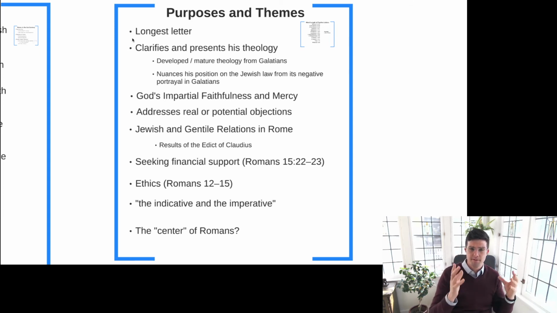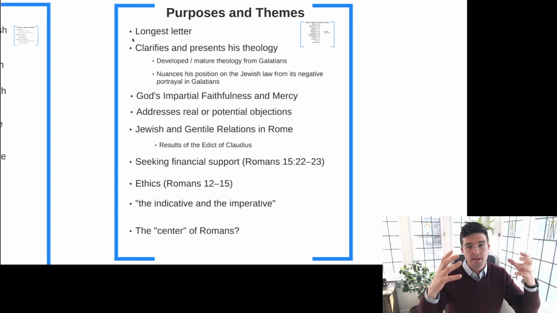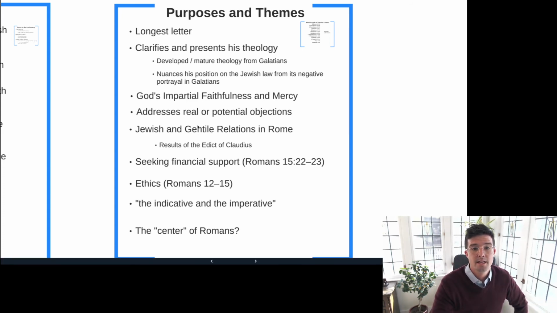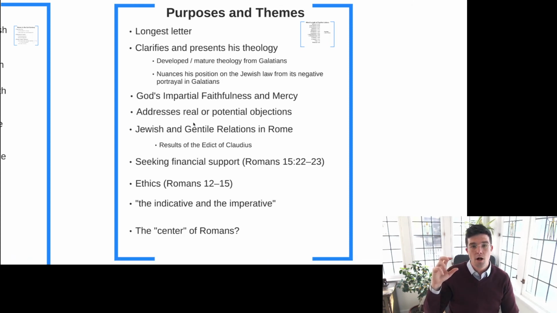There are a couple of different options that I've presented here. One is to really focus on the historical and social circumstances in the city of Rome, and this is the Jewish and Gentile relations in Rome. Under this theory, Paul is writing to Rome really to work out what's going on with Gentile Christians and Jewish Christians, particularly two groups that he's going to call the strong and the weak.